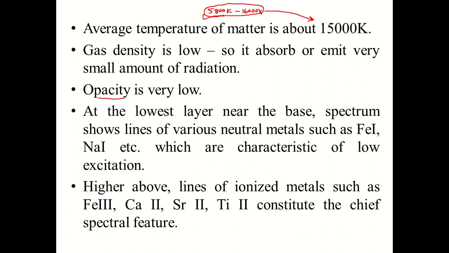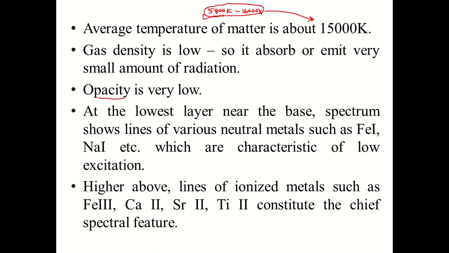Now if we go higher above, the lines of ionized metals such as iron 3+, calcium 2+, strontium 2+, titanium 2+ constitute the chief spectral feature. That means at higher levels the temperature is very high in the chromosphere region. So the presence of neutral metals reveals that the temperature is very small in the lower part when compared to the upper part of the chromosphere.